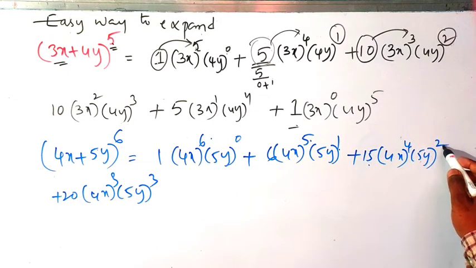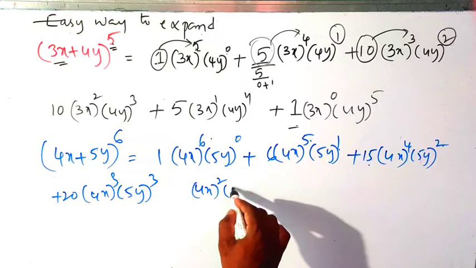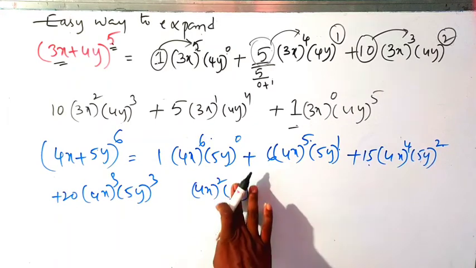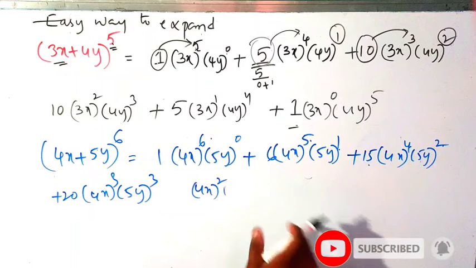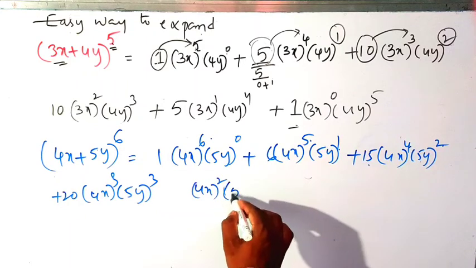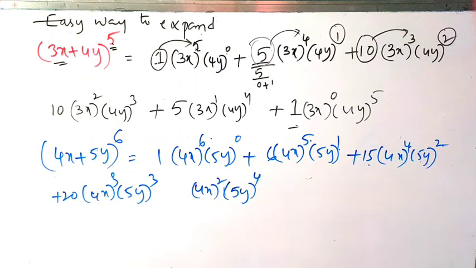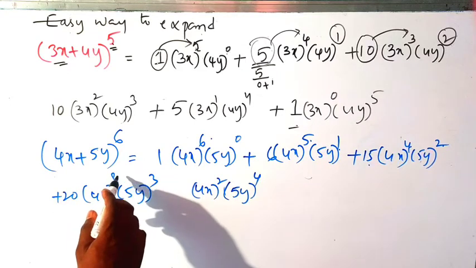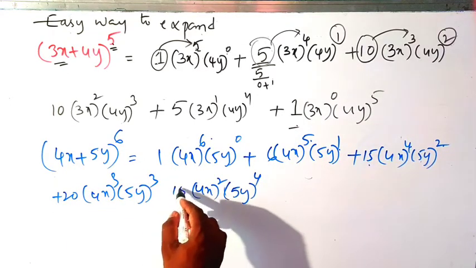60 by 2 plus 1. 60 by 2 plus 1 is 3. So 3 2s are 20. So 20 we get here. Next. 4x whole power of 2, 5y whole power of 4 we get here. So then after 15 4s are 60. 60 by 4. 15. We get it 15.